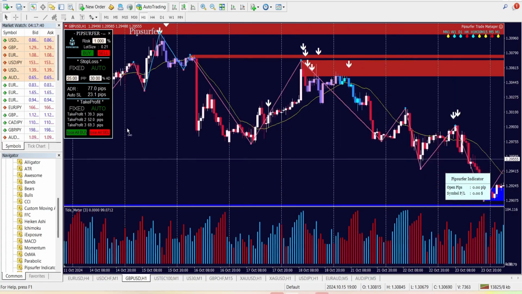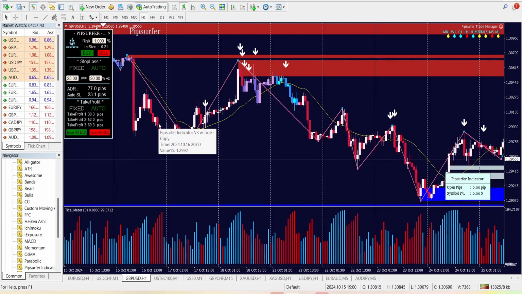Pipsurfer basically uses trend, structure, and momentum to give a visual representation of how traders actually see the market. The mindset behind the software was to make it so that a trader can identify what the trend is, where the points of interest in the market are, what the structure is, and when there's momentum. If you're able to identify those four things, then you have a great picture of what's going on in the market and you can make better trades.